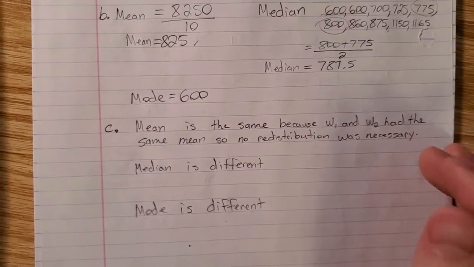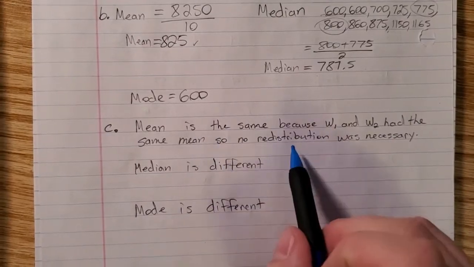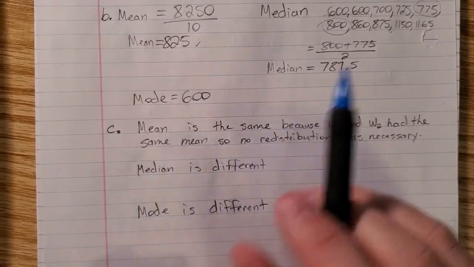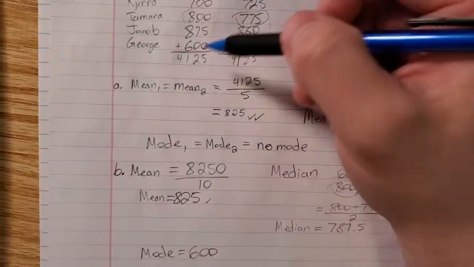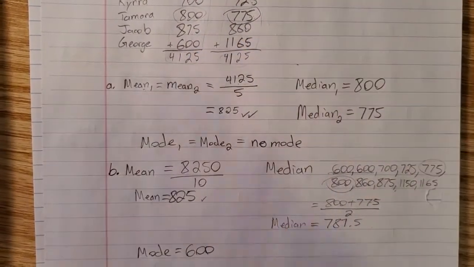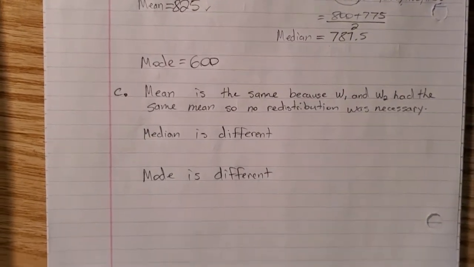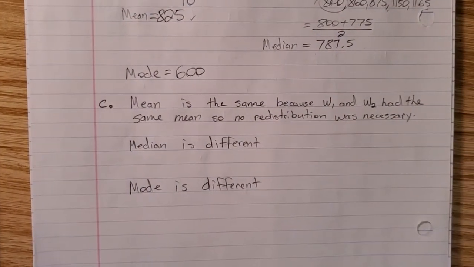All right, so the mean is the same because week 1 and week 2 had the same mean, so no redistribution was necessary. They had the exact same mean, so finding the mean again, we're always going to end up with the same number as long as the previous means were the same. So that one's pretty easy to explain there.